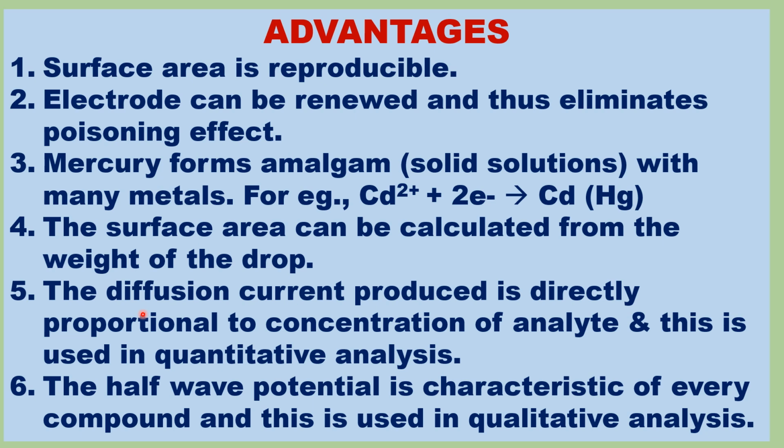For example, the half-wave potential is characteristic of every species, and for every species it is different. Therefore, from the half-wave potential, we can tell what the species is. For example, copper 2 plus will give some deposition potential. Cadmium will give a different half-wave potential. Sometimes we can simultaneously measure the two species. Okay, we can qualitatively identify, and quantitatively determine how much copper is present and how much cadmium is present.